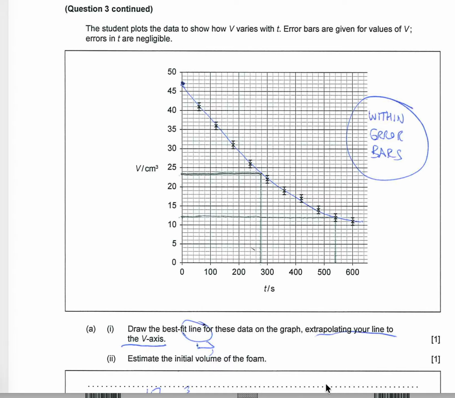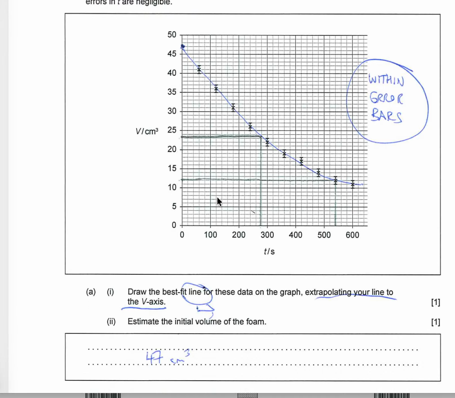Okay, now it says here to extrapolate your line to the v-axis. What that means is make sure that your line goes and cuts that v-axis. Okay, if it doesn't cut it, then it's not quite doing what we need it to do here. Okay, so now that we've done that, we're being asked to estimate the initial volume of the foam. Now you notice, because I've extrapolated my line to the v-axis, that means I can get the initial value, which comes out somewhere here. It's about 47.